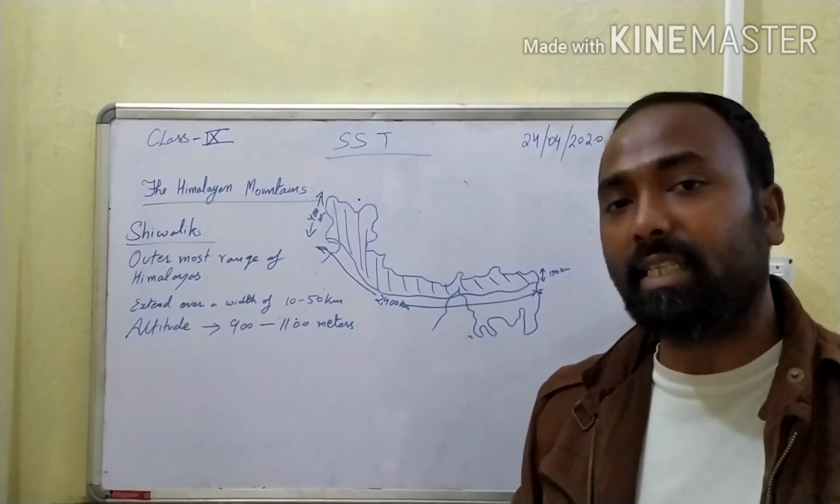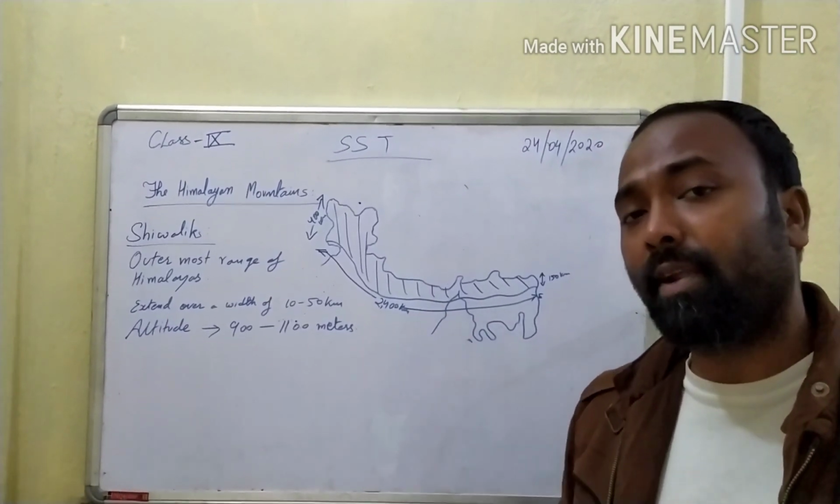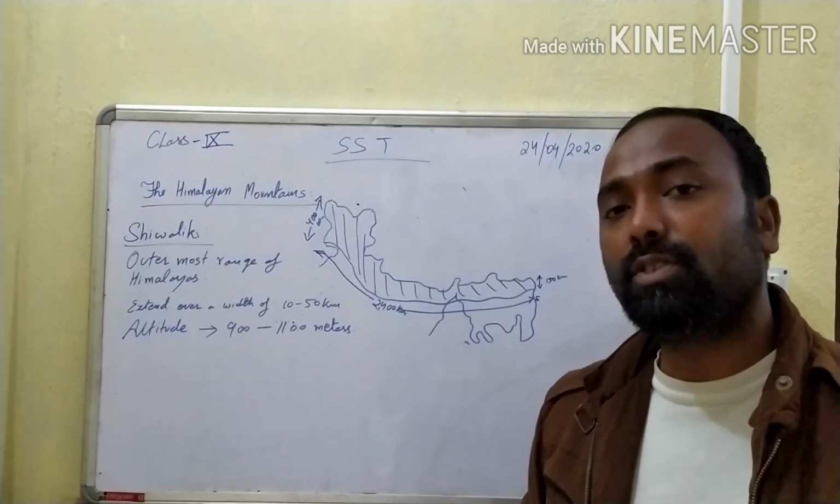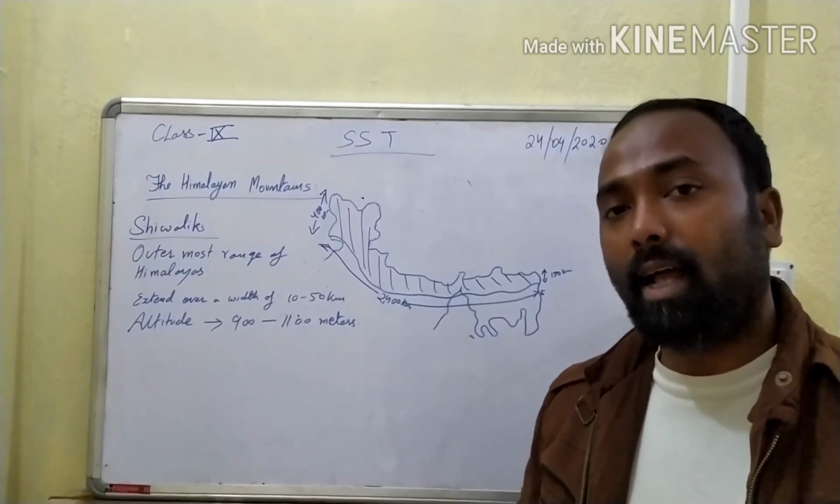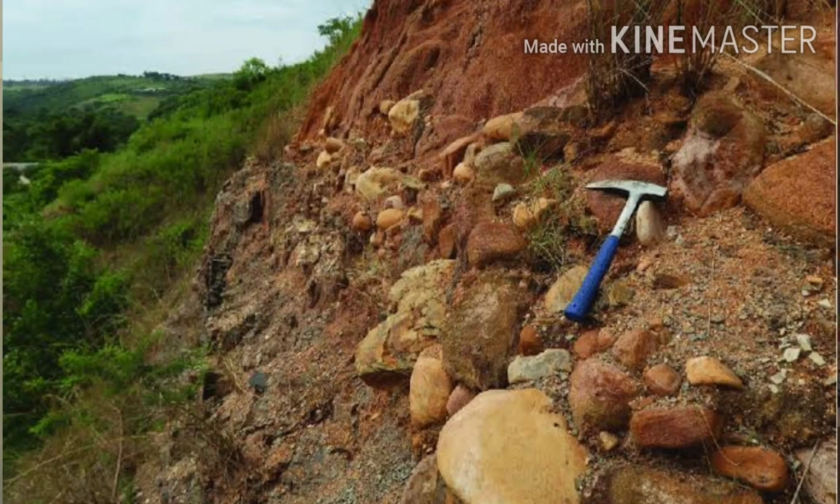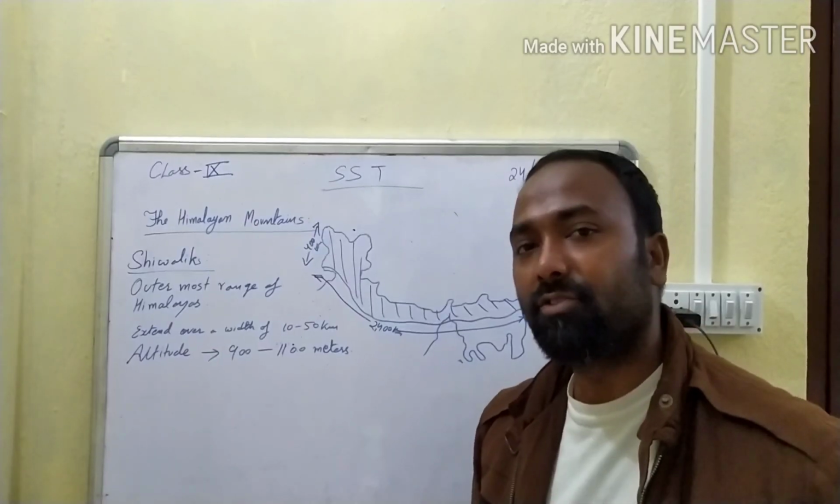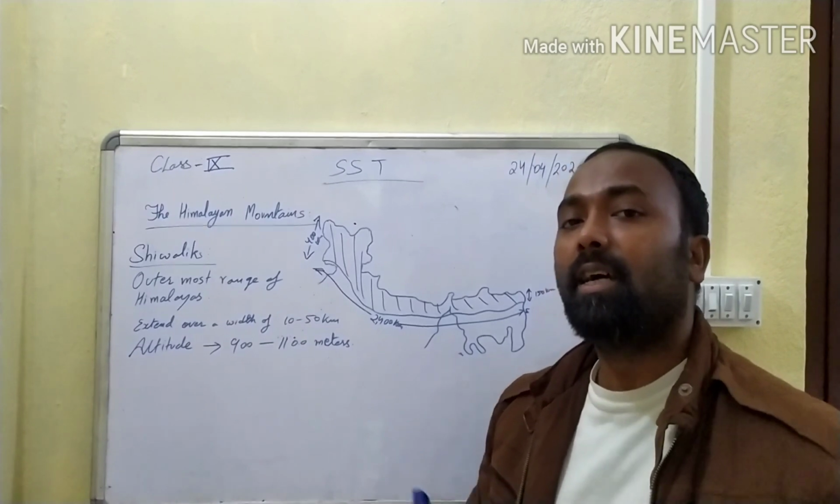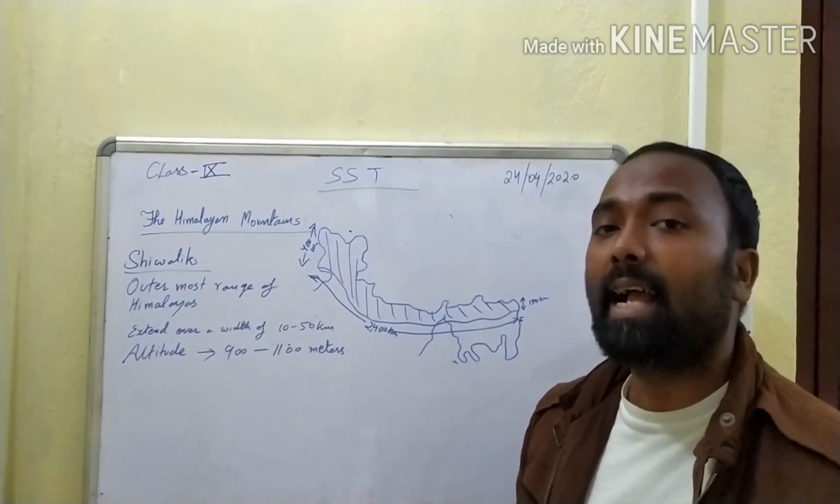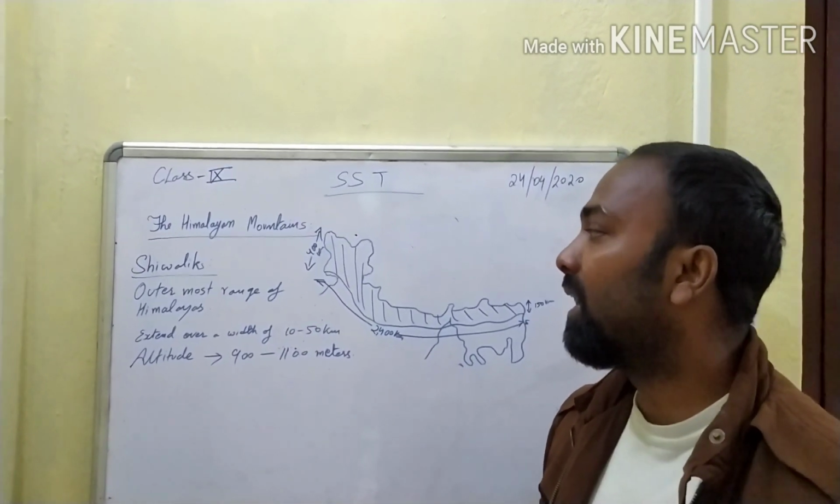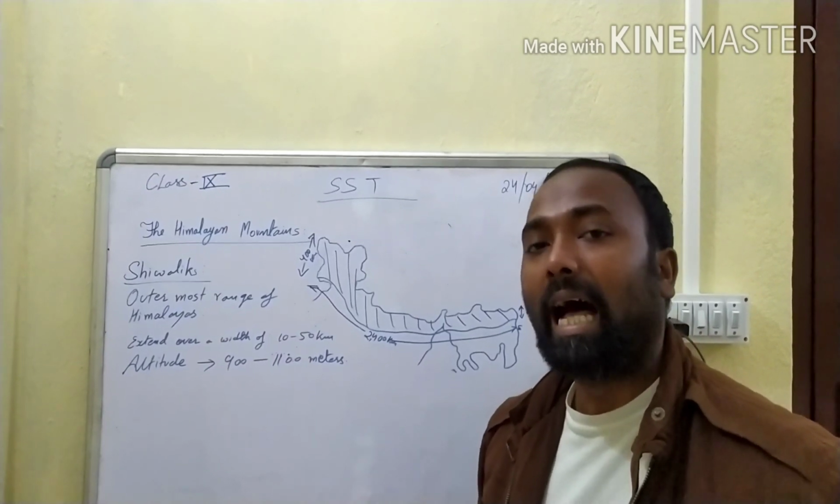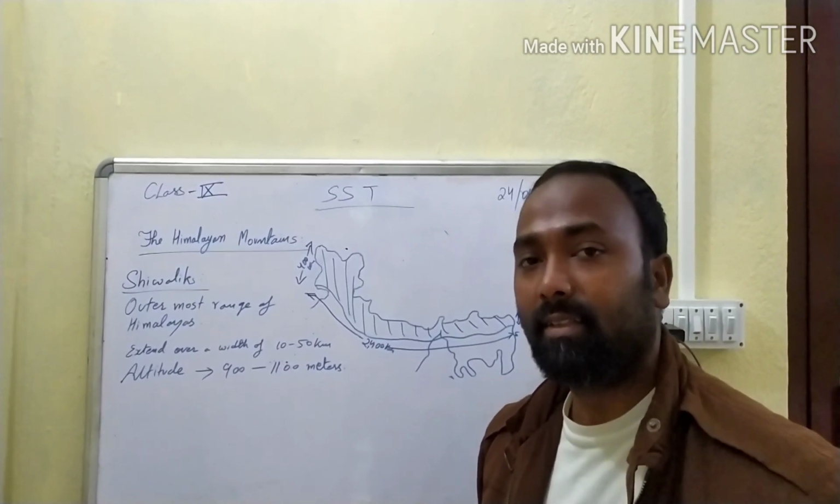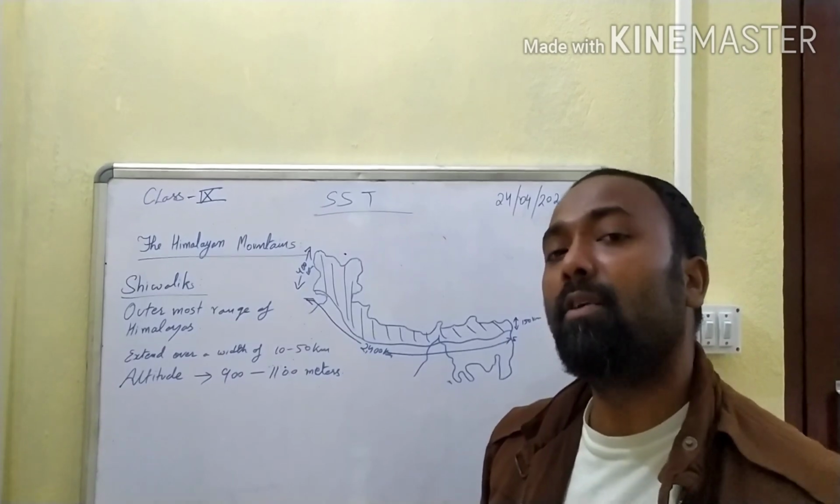And the valleys of this range are composed of sediments like alluvium and gravels. Therefore, the valley in this range is covered with thick gravel and alluvium, and the longitudinal valleys that lie between the Lesser Himalayas and the Shivaliks are called dunes. Okay, now let us know more about dunes.